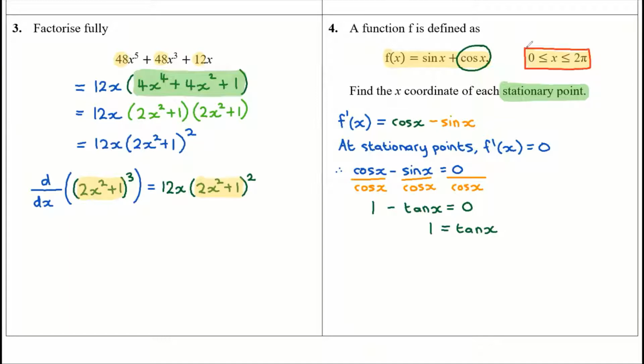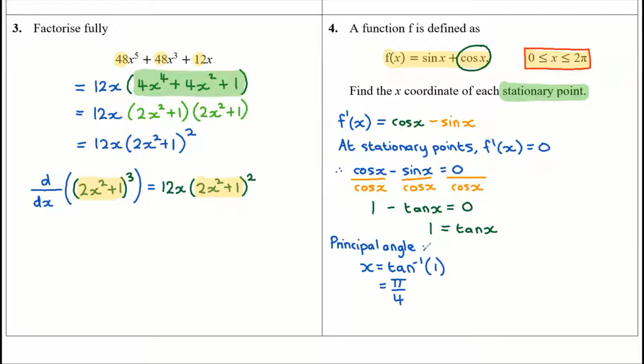Well, we can use a principal angle. We have to use radians, of course. So let's find our principal angle. We use the inverse tan button on the calculator, or if you know it, even better. So the inverse tan of 1. It's going to be 45 degrees, but as you know, in radians, that's pi over 4. So you just check that on your calculator. So that's our principal angle.